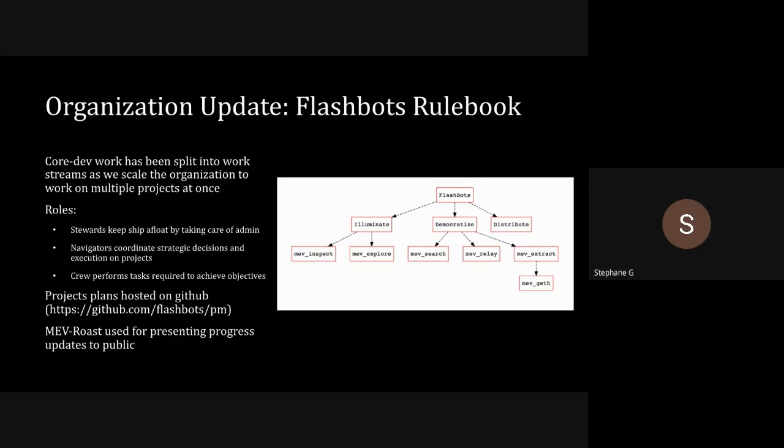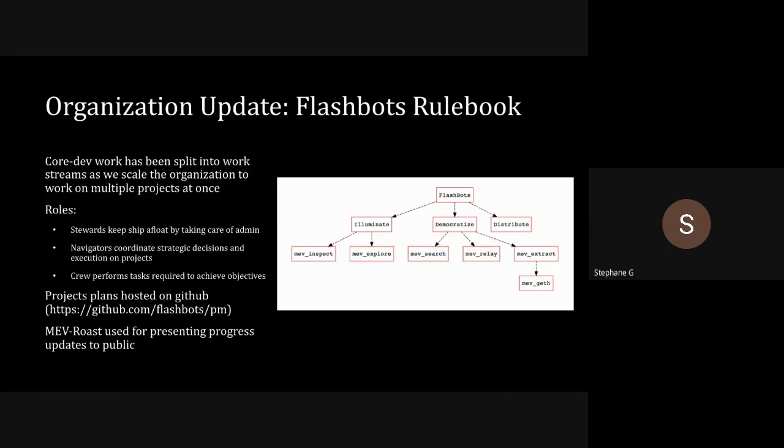I've listed here on the left side some of the roles within the organization that various different people have at different points in time. The stewards are the ones in charge of mostly administration and keeping the organization on track. The navigators are in charge of coordinating the strategic decisions and the execution of the work streams and the projects. And then crew members are the ones who perform the tasks required to achieve the objectives in each work stream. So hopefully this is a structure that's going to allow us to work in parallel on these various different objectives while maintaining good performance and efficiency.